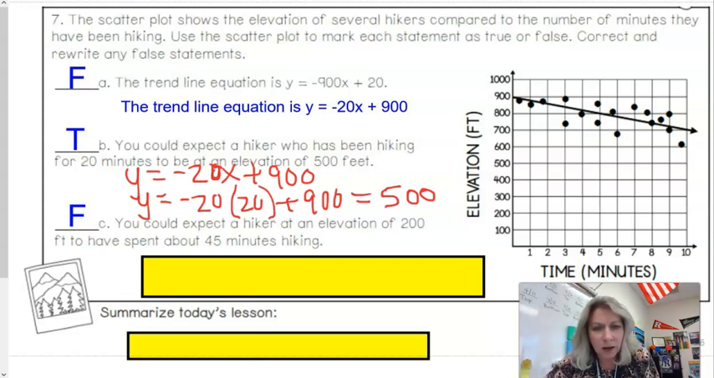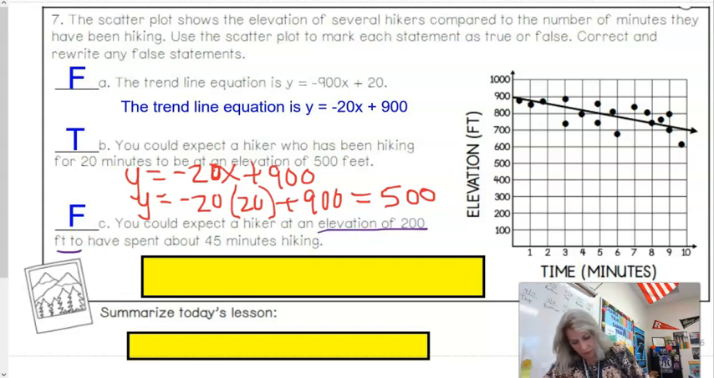You could expect a hiker at an elevation of 200 feet to have spent about 45 minutes hiking. So what do we have to do for that one? The elevation is your y value. So the elevation of 200 feet, that's y. If we substitute in place of y in our trend line equation, 200 equals negative 20 times something plus 900.